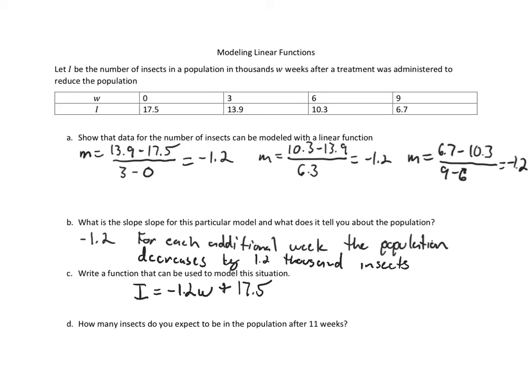How many insects do we expect to be in the population after 11 weeks? So in other words, we're inputting 11 for W. So I of 11 equals negative 1.2 times 11 plus 17.5. That gives us 4.3. And we know that this particular number, the number of insects, is in thousands. So we would suspect 4.3 thousand insects.